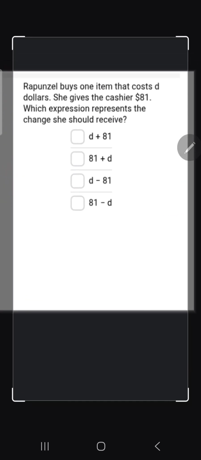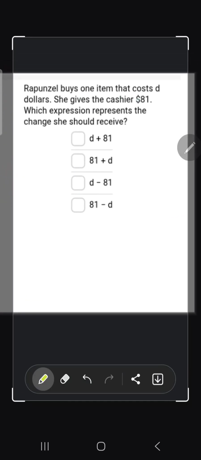In the next problem, Rapunzel's buying one item that costs D dollars. She gives the cashier $81. Which expression represents the change she would receive? Normally, if you give the cashier $81 and we want to find the change, 81 would be more than the item's cost. If the item costs D, we would be doing 81 minus D to find our change. We wouldn't do D minus 81 because that would be a negative number.